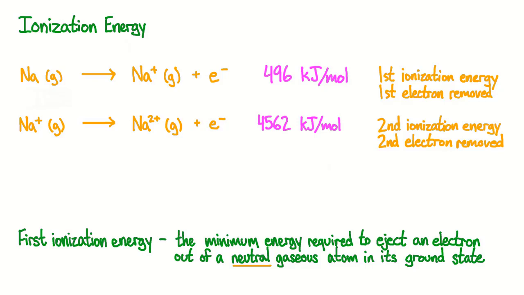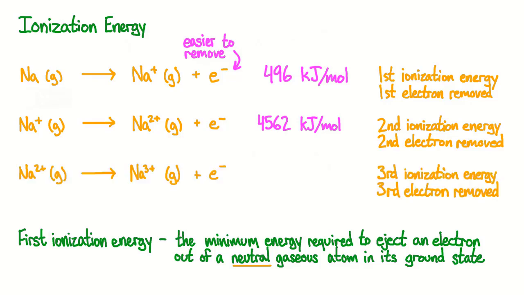Comparing the two values, we can see that sodium's second ionization energy is much higher than its first ionization energy. Since it takes much less energy, it's easier to remove the first electron from sodium than the second. This partially explains why we see more sodium 1+ ions than sodium 2+ ions. We will learn more about why sodium's second ionization energy is so much higher later on in the video.